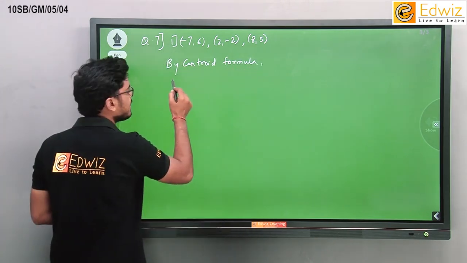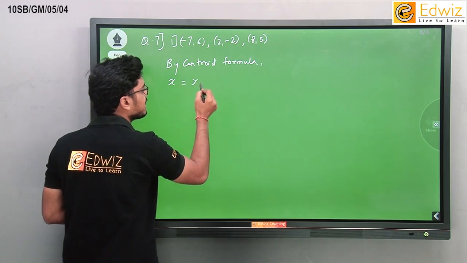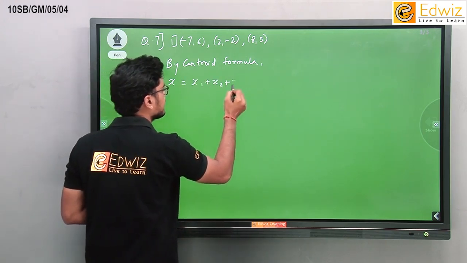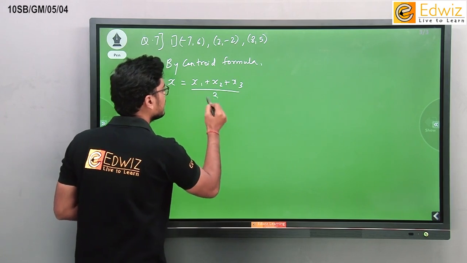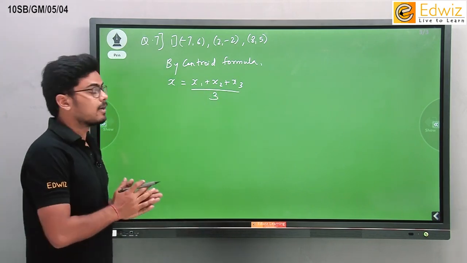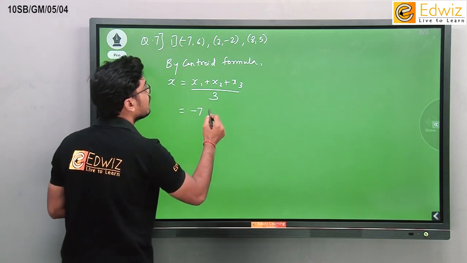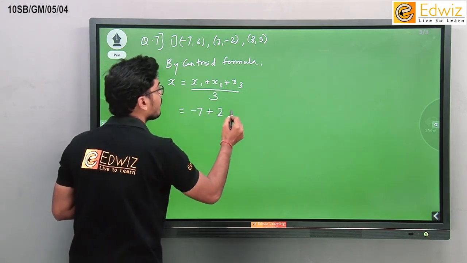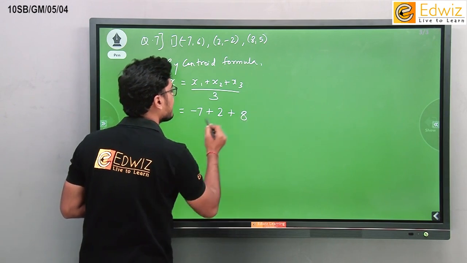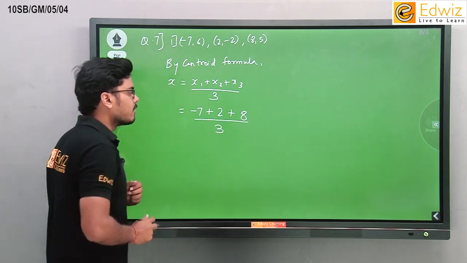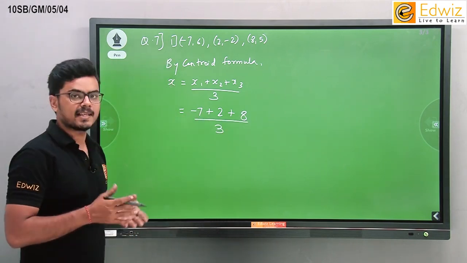we know that the x coordinate of the centroid will be x1 plus x2 plus x3 divided by 3. Okay, so we'll just substitute the values here. It will be equal to minus 7 plus x2 is 2 plus x3 is 8 divided by 3. Okay, minus 7 plus 2 will be minus 5.